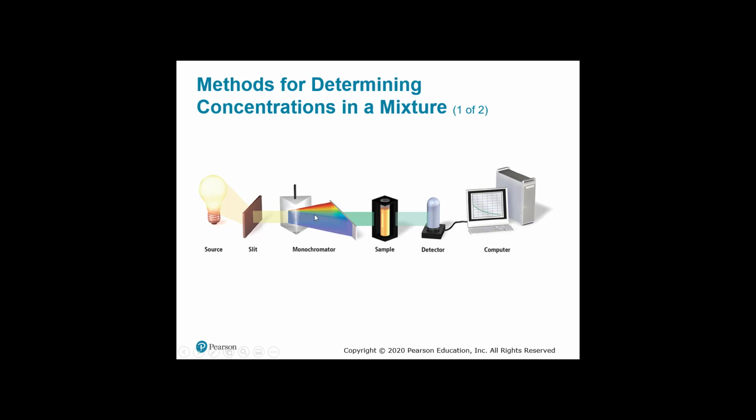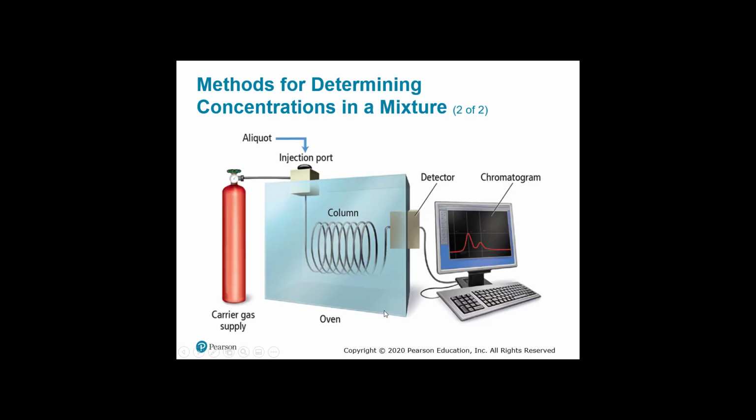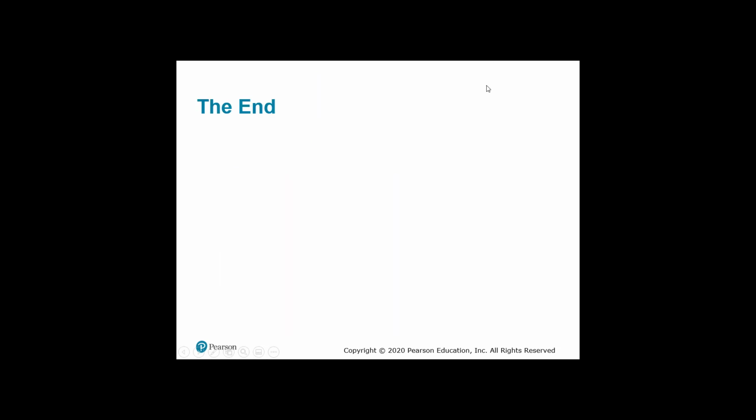Methods for determining concentration. So this is another way. This is reading the UV under UV, and this is a gas chromatograph. Well, it's not showing, it's sort of showing. You put it here, it gets through these columns, and then eventually it goes through the detector, and it would give you a graph to be able to give you the information about that. And that's it.